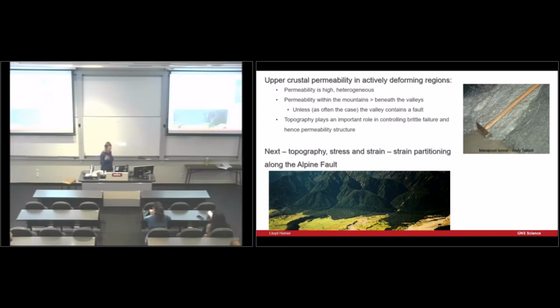So in active mountains, like in the Southern Alps and Taiwan, Nepal, we see that the crustal permeability is much higher than that global model, and it can be quite spatially heterogeneous. Within the mountains, greater than within the valleys, unless, as often is the case, valleys contain faults, which will increase the permeability, and the topography is really playing an important role in this, and it's in control of where the failure occurs, where you're getting fracturing, and hence the permeability structure.